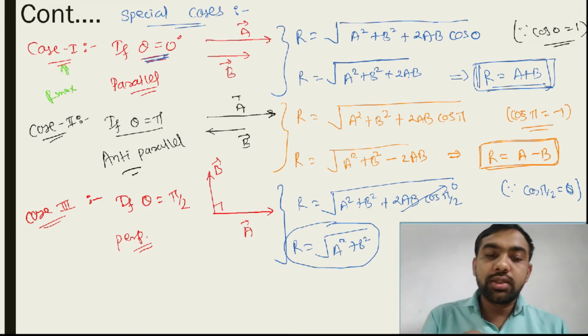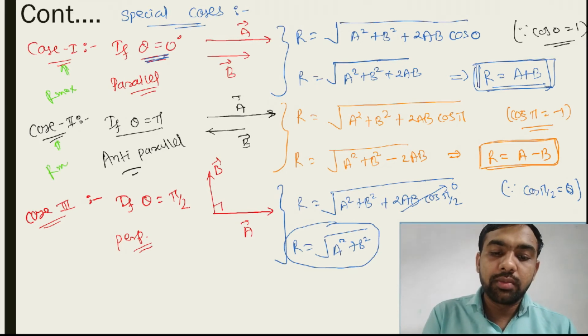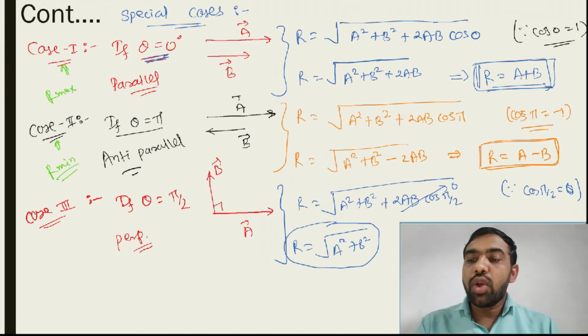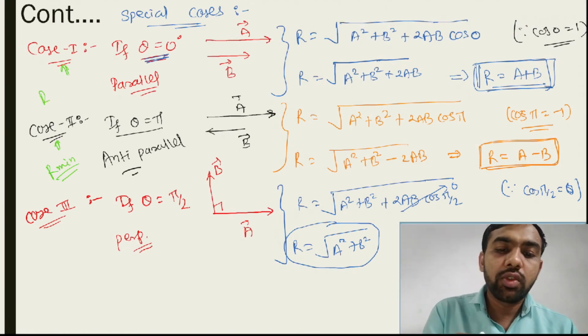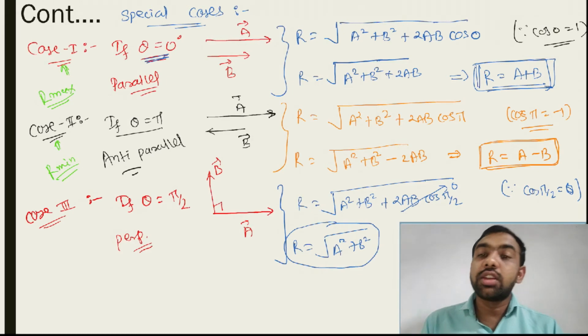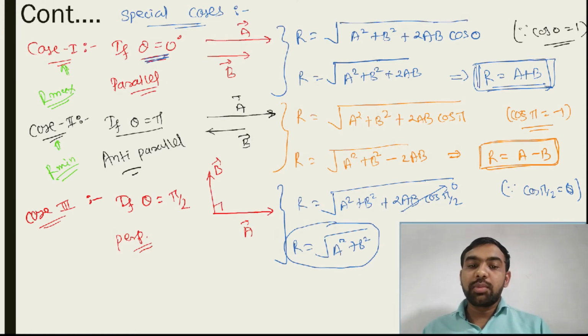Case 2 represents R minimum. When finding the maximum magnitude, arrange the two vectors along the same direction. If you want the minimum magnitude, arrange the two vectors in opposite directions. So from this, our maximum is A plus B, and our minimum is A minus B.